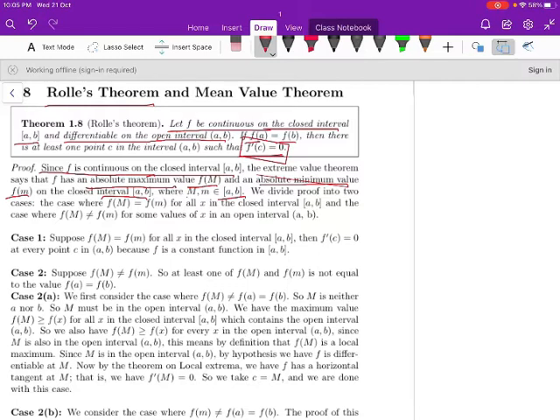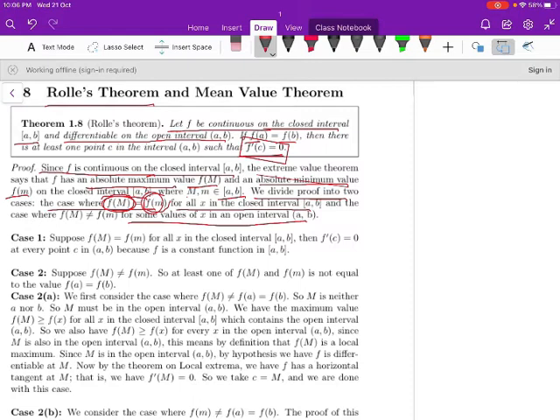Now we divide the proof into two cases. The first case is where f(M) is equal to f(m) for all x in the closed interval [a, b], meaning the absolute maximum value and absolute minimum value are the same. And the second case is f(M) is not equal to f(m), meaning the absolute maximum value is not the same as the absolute minimum value for some values of x in the open interval (a, b). There are two cases.